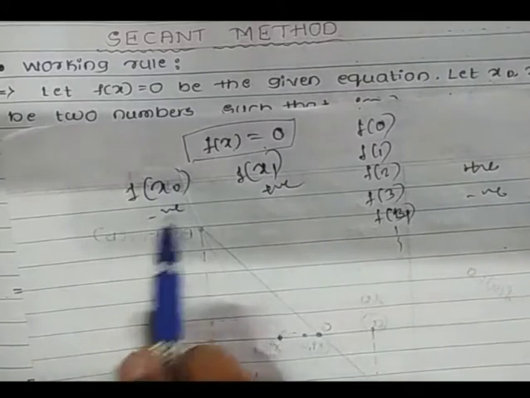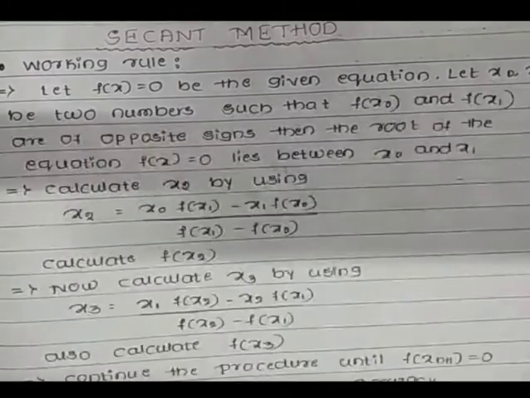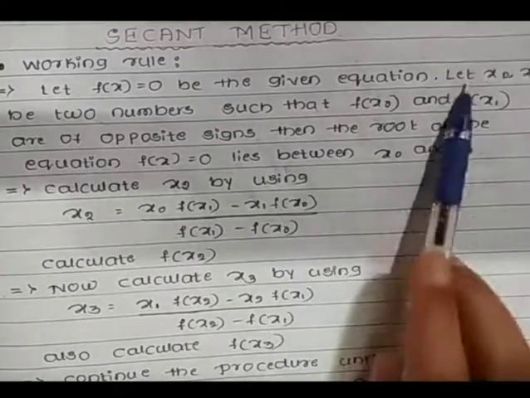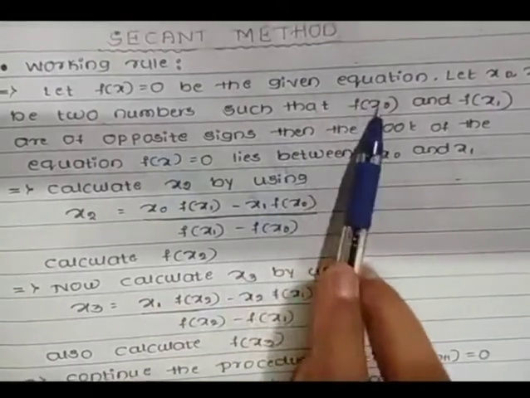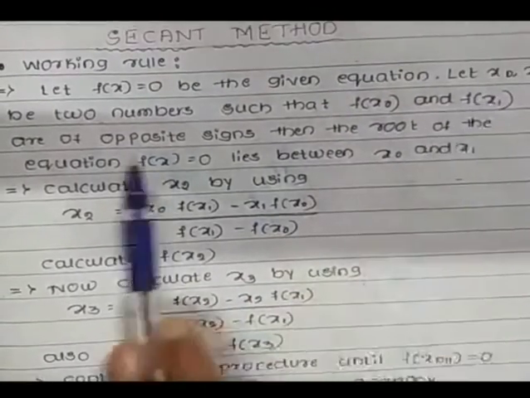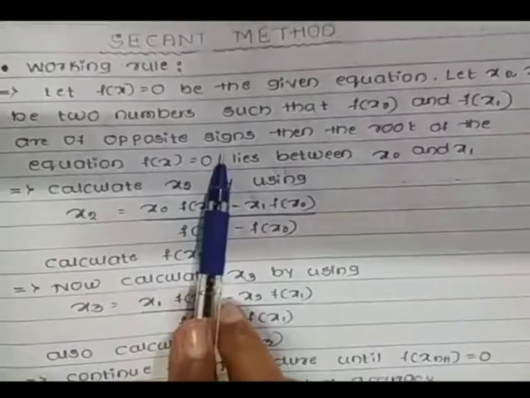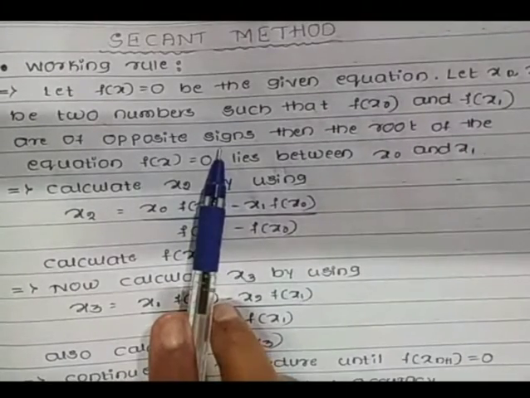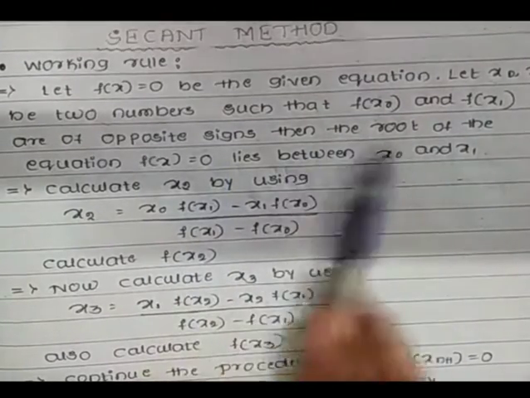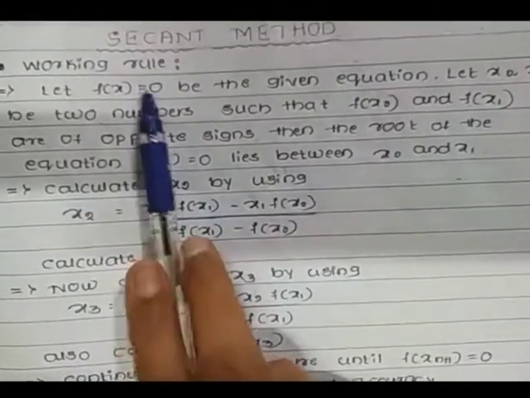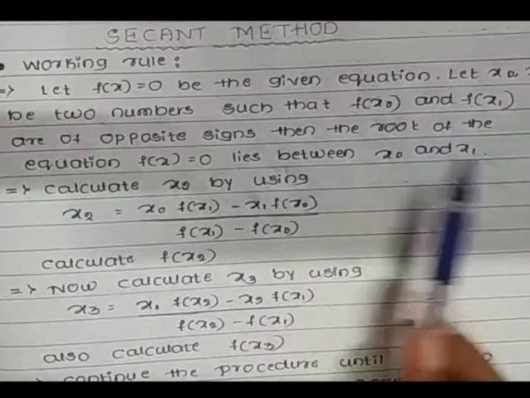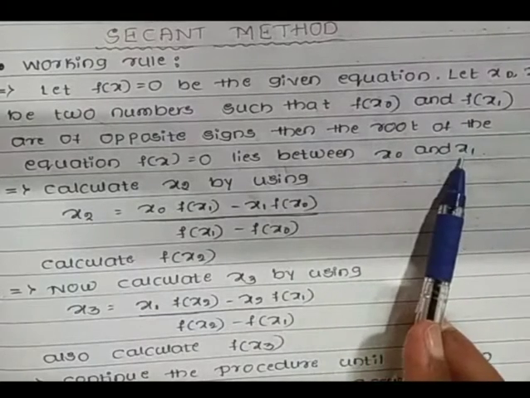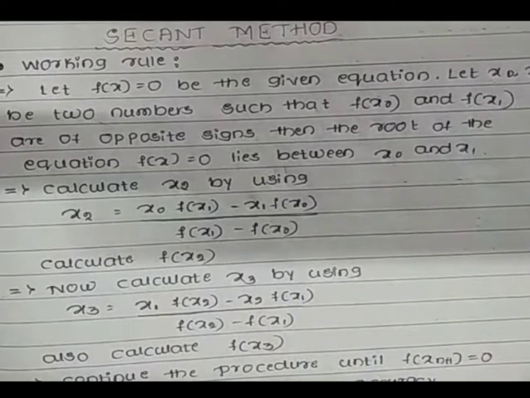So here x naught and x1 are the initial approximations. Let x naught and x1 be two numbers such that f of x naught and f of x1 are of opposite sign, meaning one will be positive and the other negative. Then the root of this equation lies between x naught and x1. So here the root lies between x naught and x1. After this we have to calculate x2.